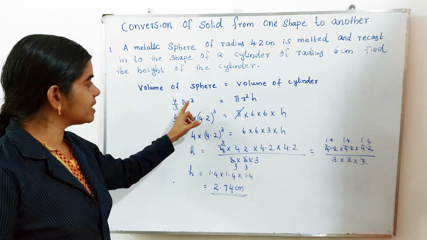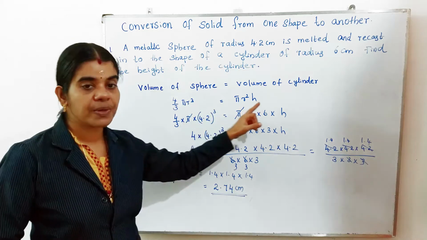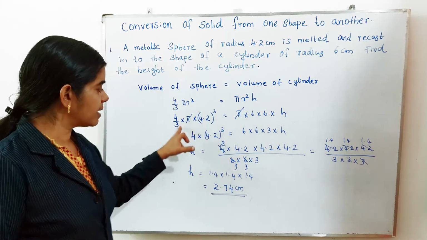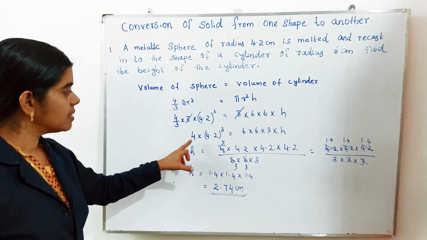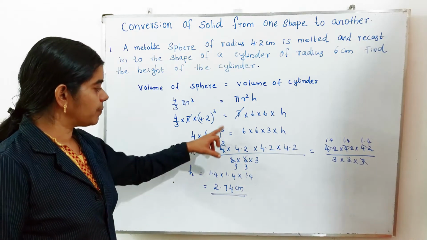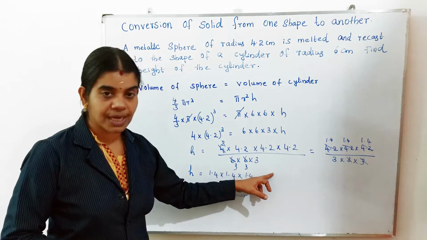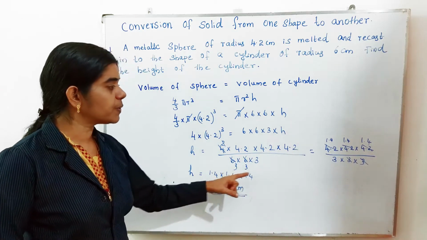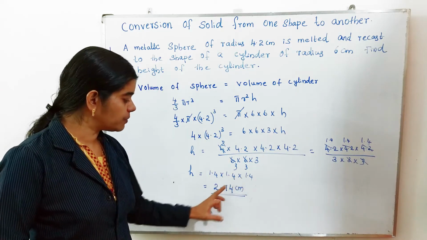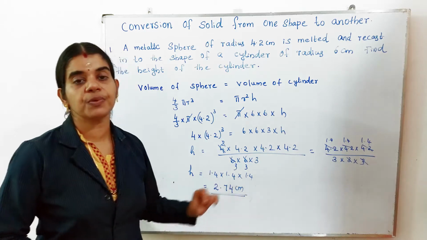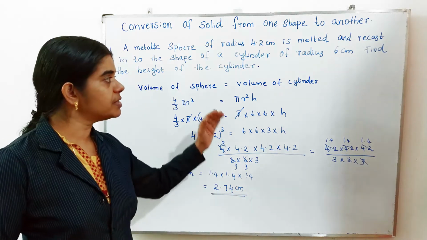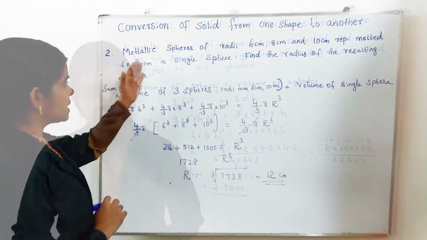That is 4 by 3 pi r cube equal to pi r square h. Both pi we can cut. Then substitute the values. You will get h is equal to 4 into 4.2 all cube divided by 6 into 6 into 3. You will get 1.4 into 1.4 into 1.4, that is equal to 2.74 centimeter, which will be the height of the cylinder.